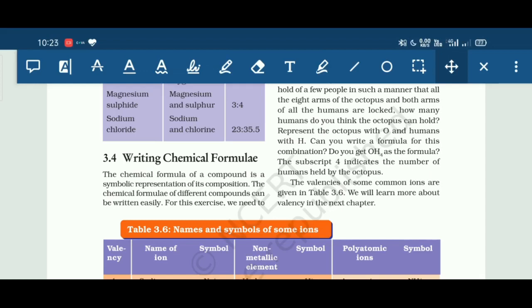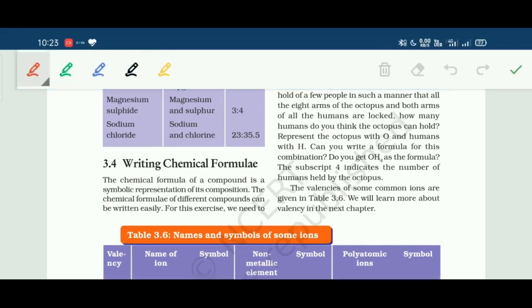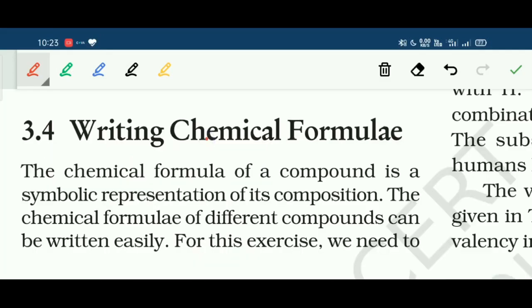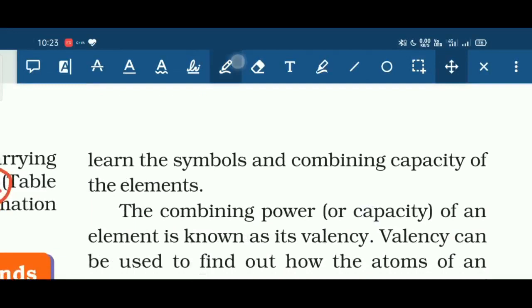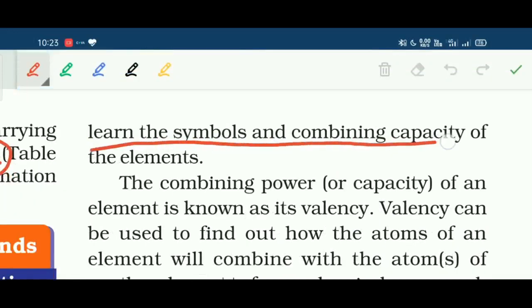So, come to the next topic, that is topic 3.4, writing chemical formulae. The chemical formula of a compound is a symbolic representation of its composition, that means of what elements that compound is made up of. The chemical formulae of different compounds can be written easily. For this, we need to learn the symbols and combining capacity of the elements.